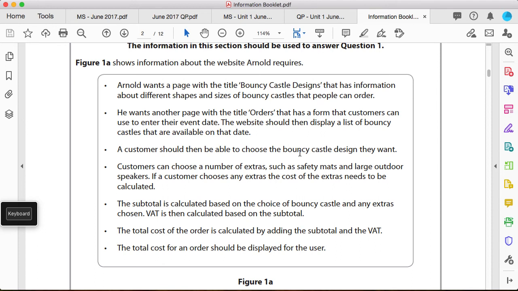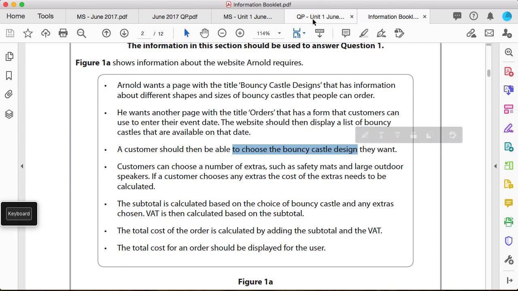So that's a calculation taking place. The total cost of the order is calculated. Again, that's another calculation, total cost. So the last 3 bullet points are processes, things that are happening. But perhaps we've got some information that's coming through here. Also, the website should be able to display a list of bouncy castles that are available on that date. So that suggests something. It says the user should be able to enter their event date. A customer should be able to choose the bouncy castle design.